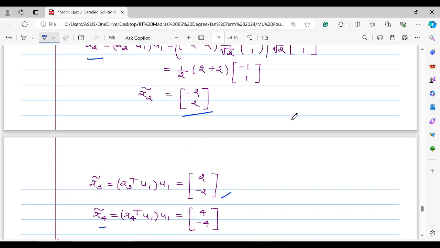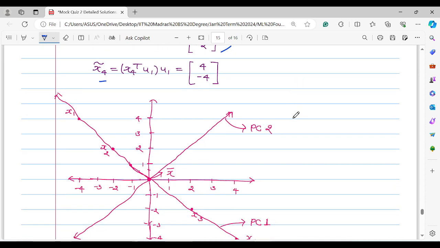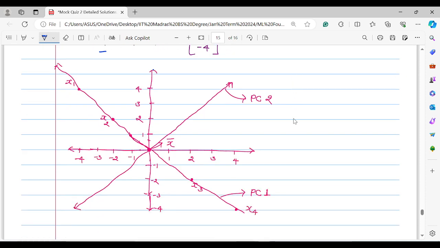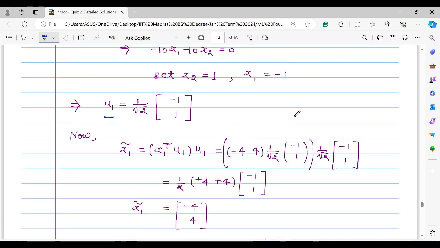So if you want to visualize this problem, I have drawn some lines, where our original axes are x and y, and I have drawn those points: x1, x2, x3, x4. Our mean vector is x bar, which lies at (0, 0) because it was 0. I have calculated the eigenvector corresponding to PC1, so the first principal component axis will lie along that vector, which is 1 by root 2 times (minus 1, 1).